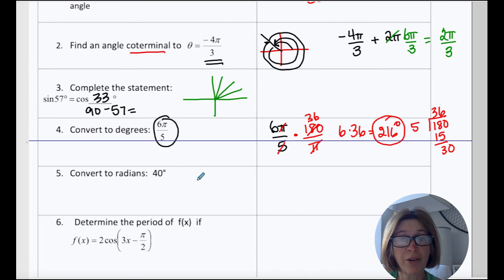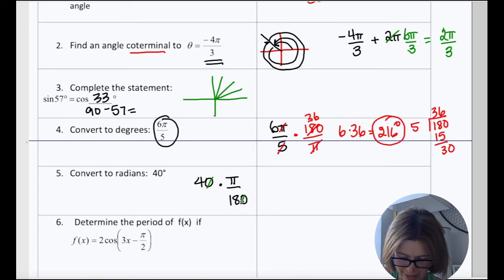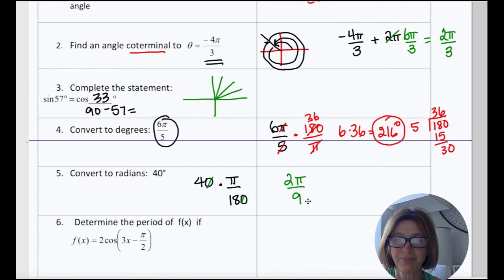Okay? All right, converting to radians. If I have a 40-degree angle, a non-unit circle angle, it's easy to see. We would multiply, instead of by 180 over pi, the reciprocal, pi over 180, because we want pi in our answer. I'm going to simplify. And so that would give me 2 pi over 9.